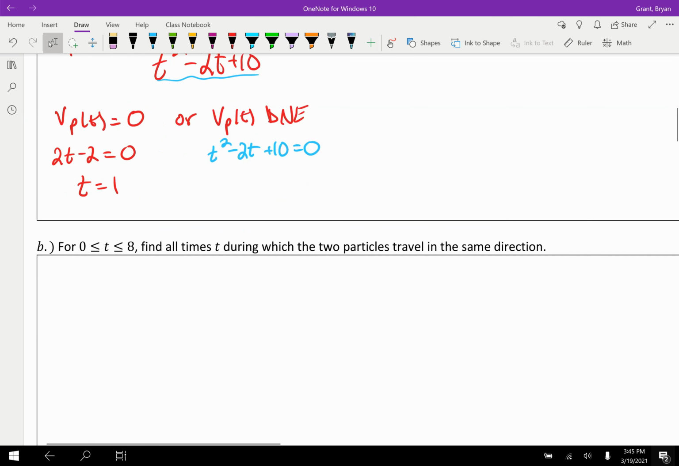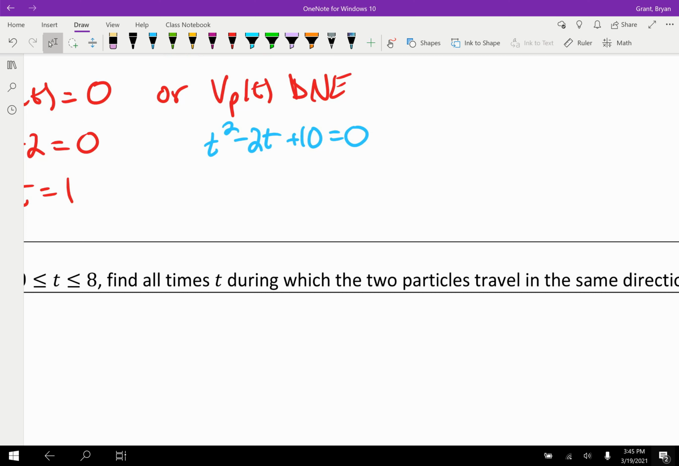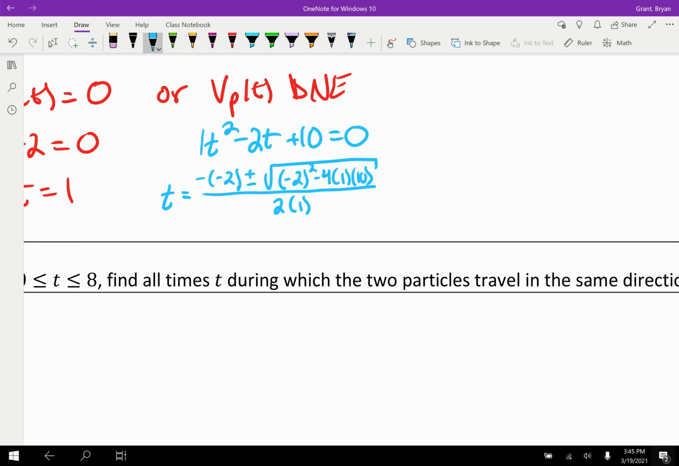I'll remind you of the quadratic formula quickly and then tell you why we really don't need to write this part. But if we use the quadratic formula, it automatically isolates t. It's negative b plus or minus the square root of b squared minus 4 times a times c, all divided by 2a. The important part we need to focus on is the interior of the square root. Sometimes this is called the discriminant. The discriminant here is going to give us 4 minus 40, which is negative 36. If you apply the square root to that discriminant, you get not a real answer, which means there is no real value of t that will cause this equation to equal zero.